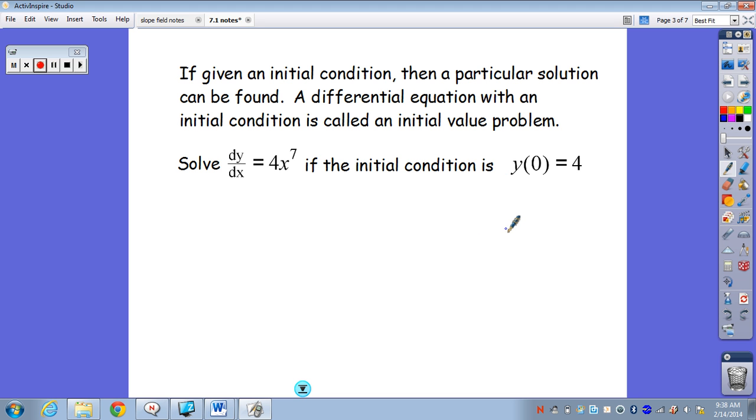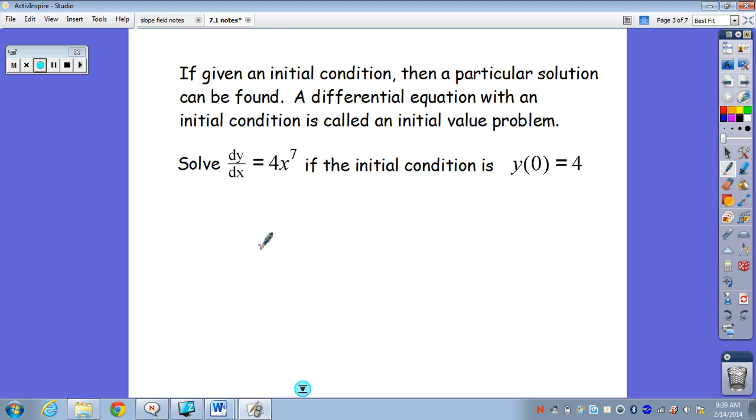Okay, so when we do this, what's going to happen is, if we're given an initial condition, we can find a particular solution, just like before. A differential equation with an initial condition is called an initial value problem. So we've actually done this already.